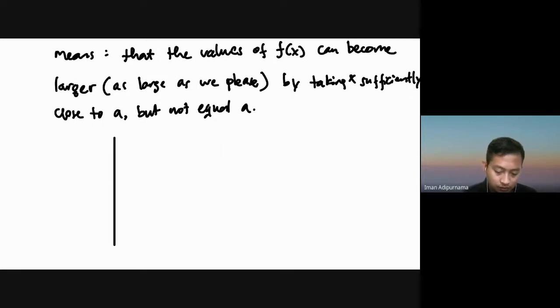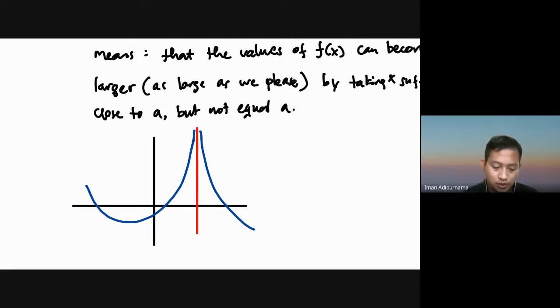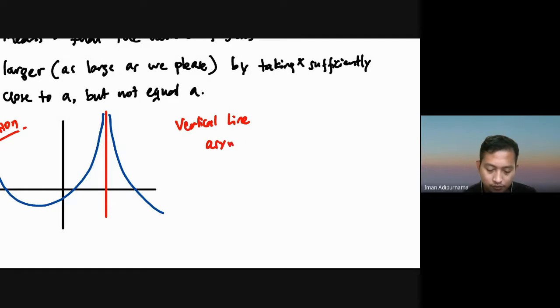If you look at it, let me make a random graph. Now we will have a line here, the consequence. This will be an implication. The implication is that there will be a vertical line, or we call this an asymptote, x equals a, as an implication.